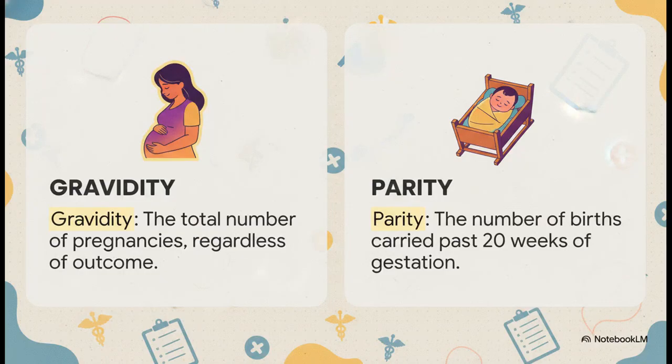Next up, we have 2 terms you'll see constantly: gravidity and parity. Here's a super simple way to keep them straight. Gravidity is the total number of pregnancies a person has had, period. Doesn't matter what the outcome was. Parity, on the other hand, is the number of births that made it past 20 weeks.